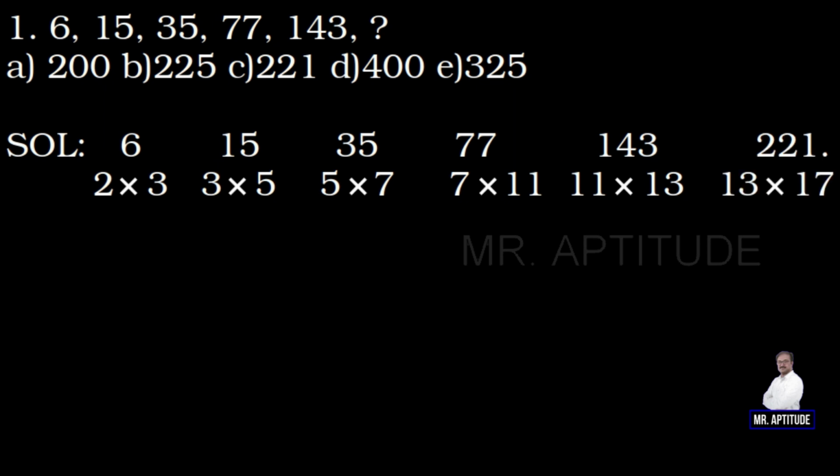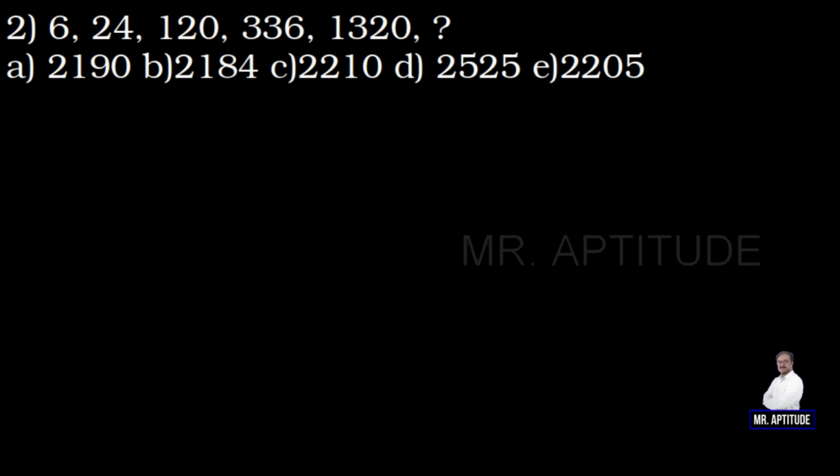So what should be the next number now? 13 into 17, which gives you 221, and it's option number 3, the third option. This is a very easy question once you go through lesson 4 on the topic number series in this channel.